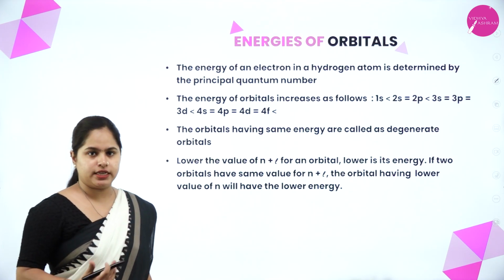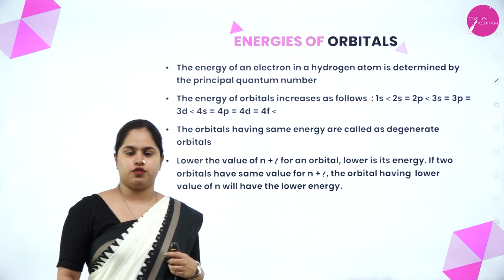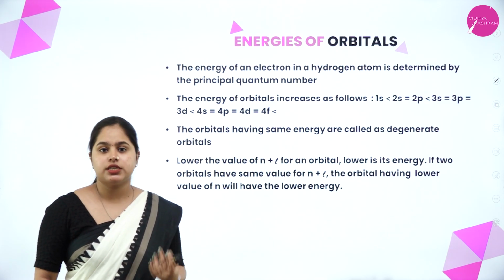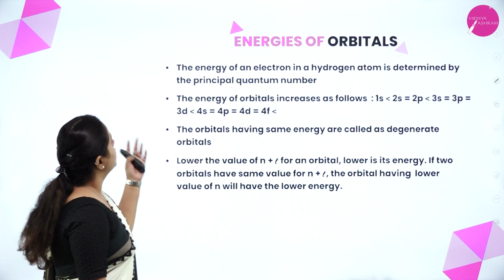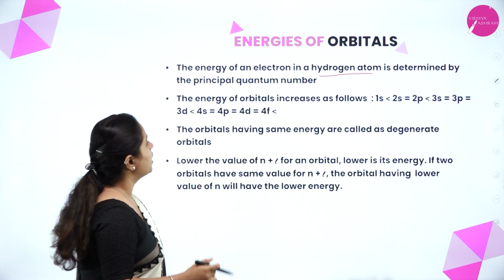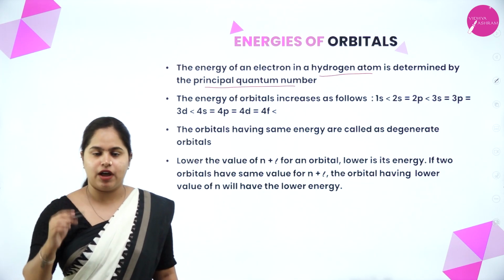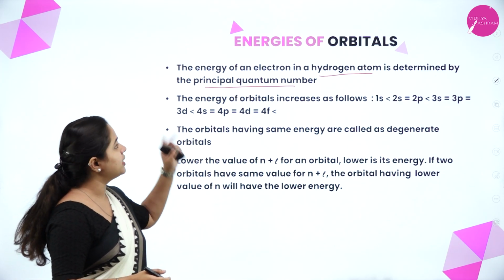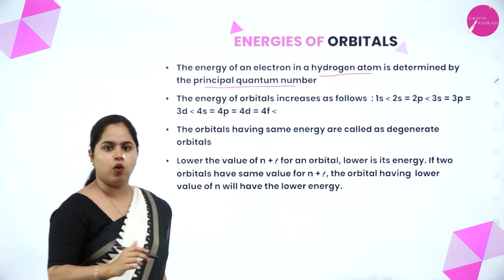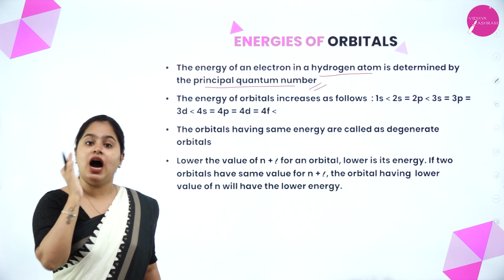Okay, now moving on to the next part, energies of orbitals. So, we studied the different shapes of each of the orbitals, s orbital, p orbital and d orbital. Now we are going to see the energies associated with these orbitals. The energy of an electron in a hydrogen atom, we are considering the hydrogen atom, is determined by the principal quantum number. Only by the principal quantum number will we be able to determine the energy in the case of a hydrogen atom.